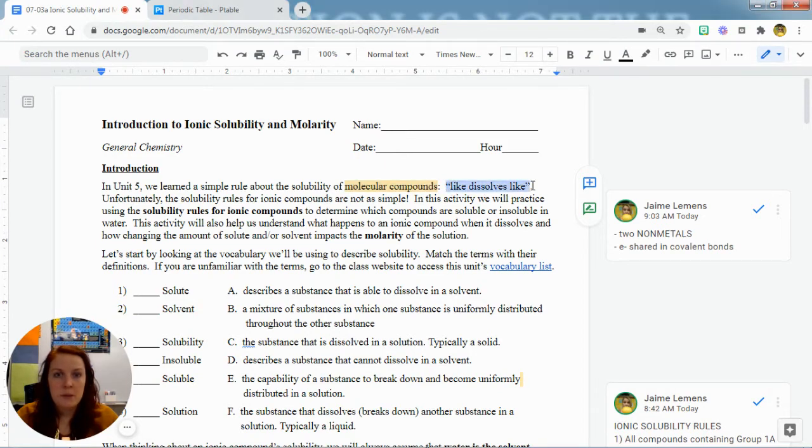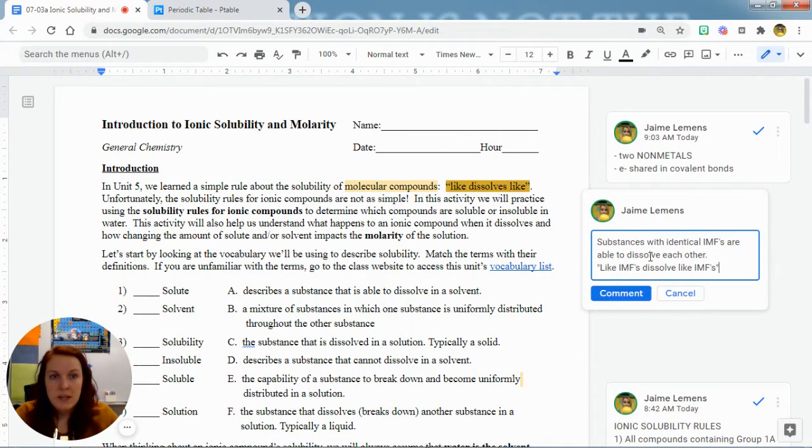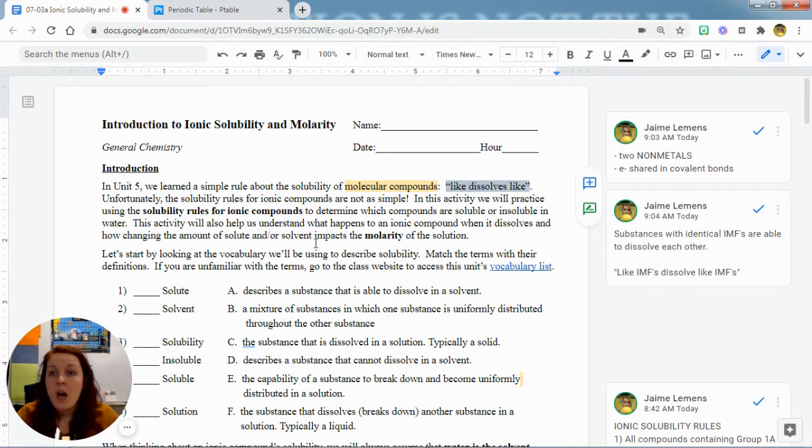Like dissolves like is referring to those IMFs. So substances with identical IMFs are able to dissolve each other. So like IMFs dissolve like IMFs. Okay. Unfortunately, the solubility rules for ionic compounds are not as simple.